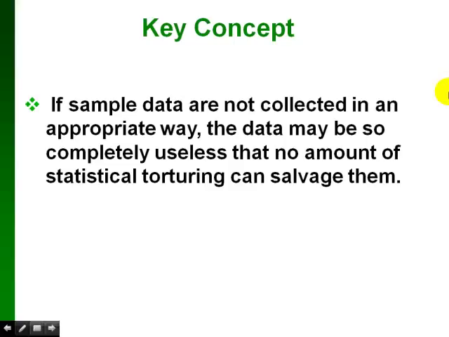Let's talk about section 1.5, which is about collecting sample data. The key concept in this section, and this comes from the author of the textbook, is that if sample data are not collected in an appropriate way, the data may be so completely useless that no amount of statistical torturing can salvage them. Meaning that if the sample isn't collected appropriately, then the data can be completely meaningless.